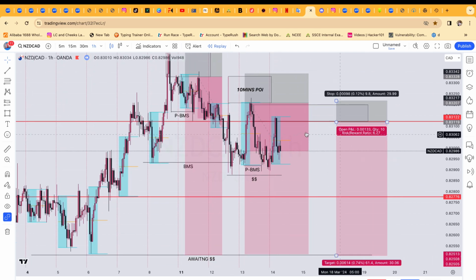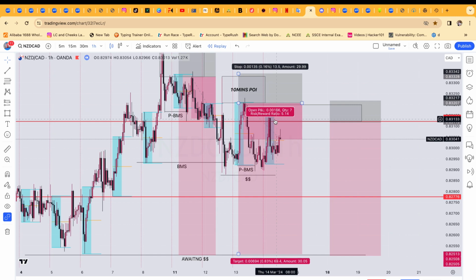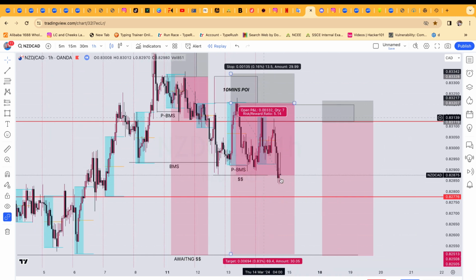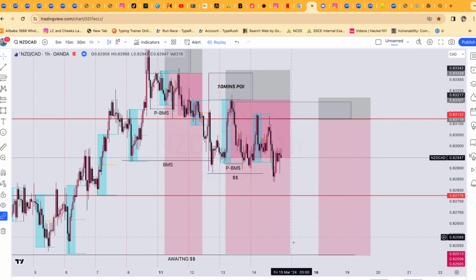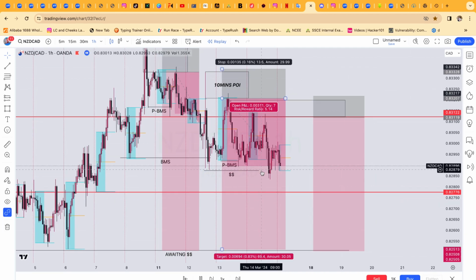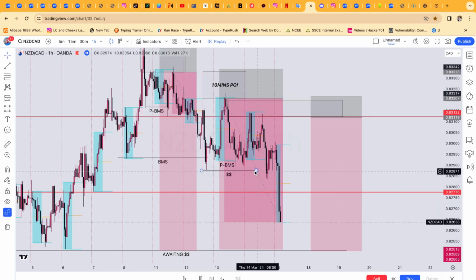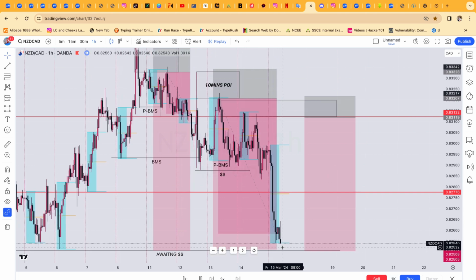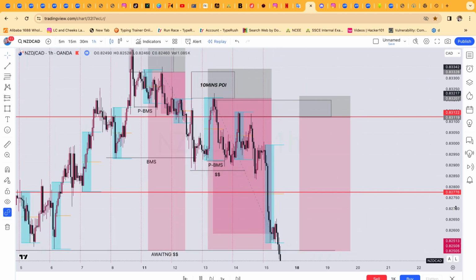You can see price already came there, mitigated that zone, right? You can see it tapped in like twice and then started dropping down. Now price has also what? Swept this liquidity, and now you see price dropping downwards. This is a very good entry and an exit point.